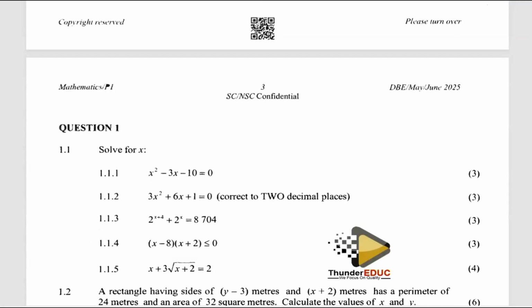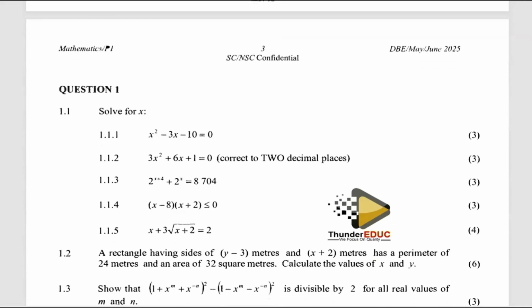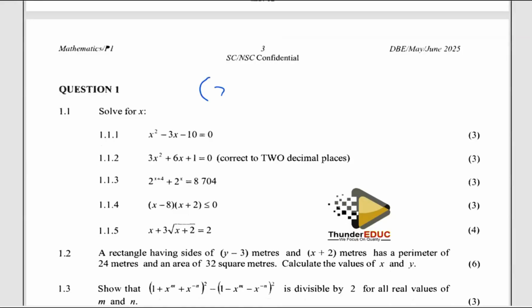Okay, so let's look at question number 1. They are telling us to solve for x. So with this one, we have x squared minus 3x minus 10 is equivalent to 0. So what we're going to do, we can get our factors and say that if we have (x minus 5)(x plus 2) is equivalent to 0. So if we are to solve this, it simply means that our x is going to be 5, or basically x is going to be negative 2. So those are sweet 3 marks.